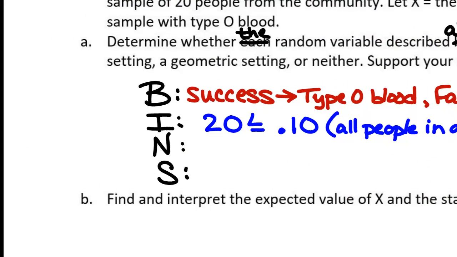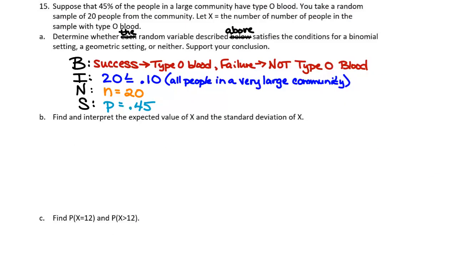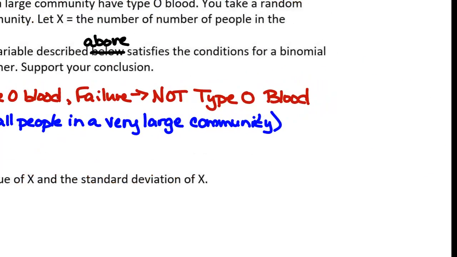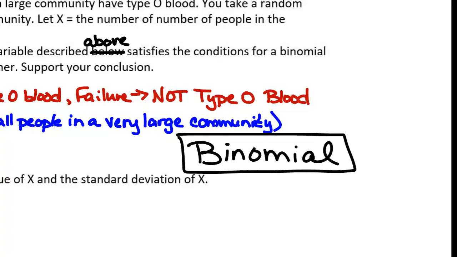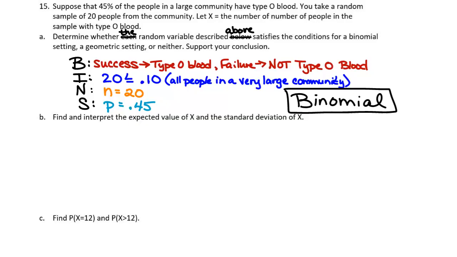N, what would N be here? 20. And P? 0.45. So what kind of random variable is it? Binomial. Yeah, 15 is binomial. 16 is geometric, because 16 says we're going to go until we find somebody with type O blood. This one just says, I picked out my 20 people. We're going to see what happens.